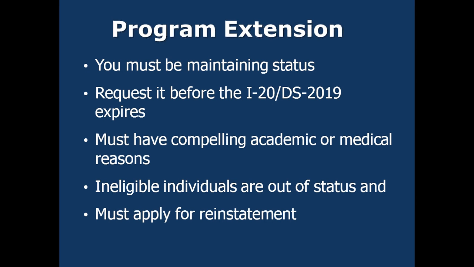Program extension. First, you must be maintaining your status to request a program extension. Program extension means that if you are not able to complete your studies by the date indicated on your I-20 or DS 2019, then you can request that your program be extended. You need to submit this request before the I-20 or the DS 2019 has actually expired. If you wait until they have expired, then you are out of status. You must file for reinstatement.